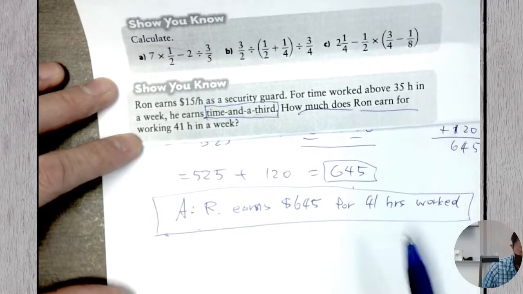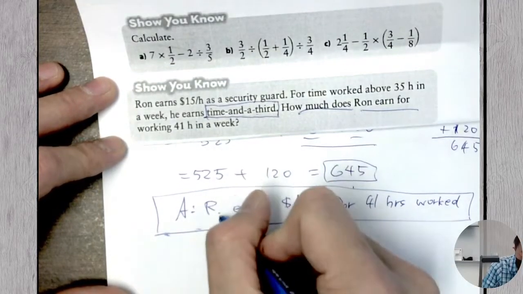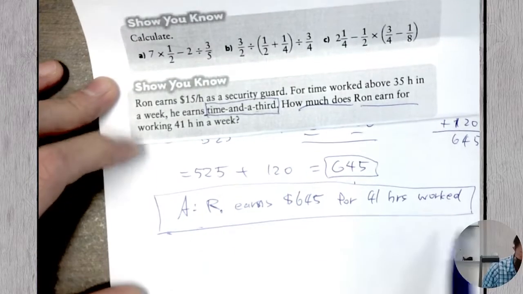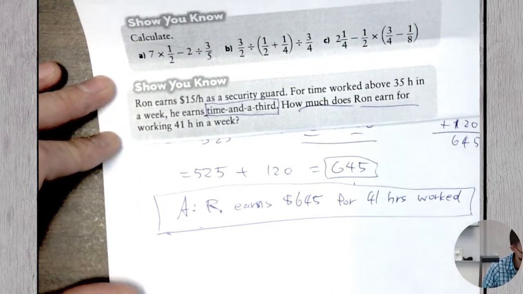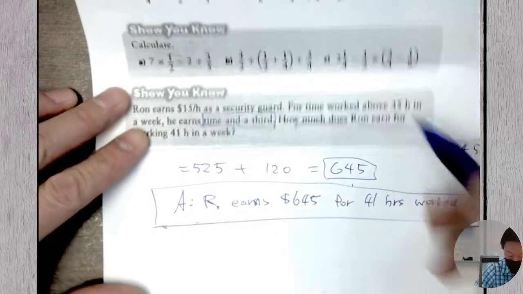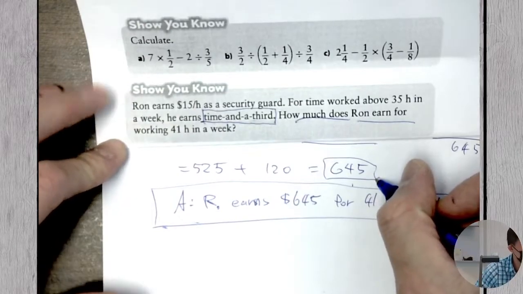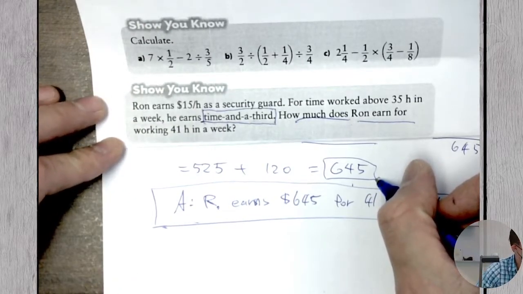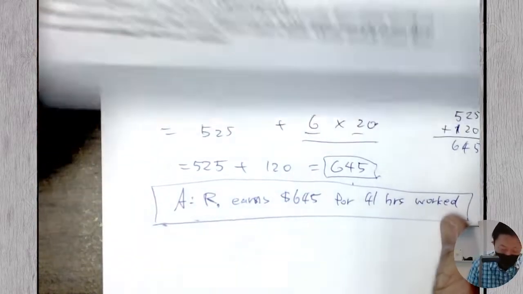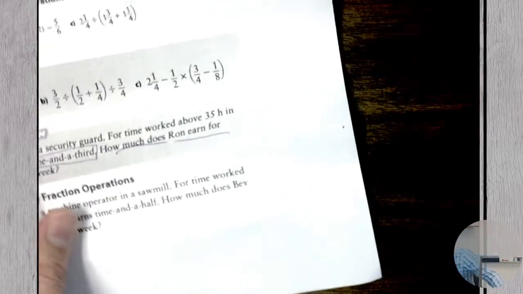Okay? You can make this shorter, such as you just put R instead of Ron, or somehow make the sentence shorter, it's fine. But you need to formulate it into a sentence rather than simply say, hey, 645. 645 what? Cents? Minutes? It doesn't answer the question. Okay? One more word problem before I let you go.